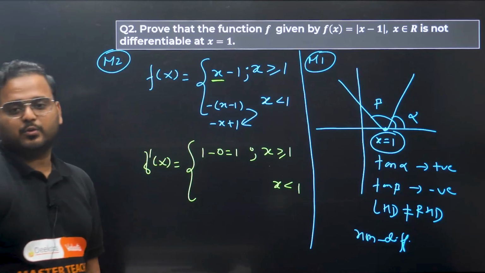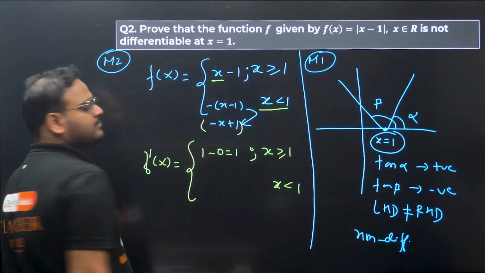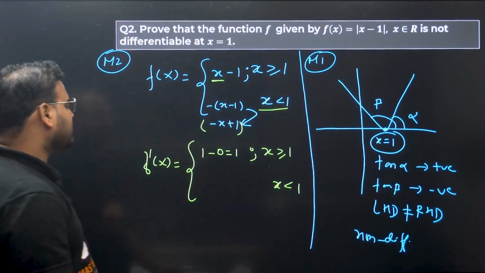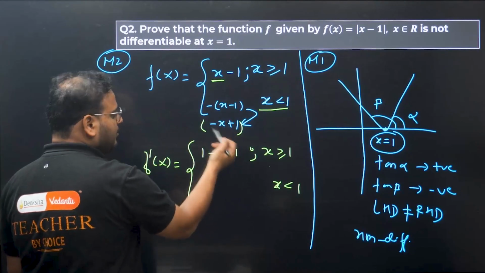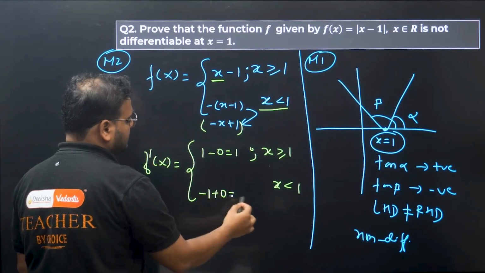1 minus 0 is 1 only. Okay. Similarly, differentiate this for x less than 1. For x less than 1, differentiate minus x plus 1. The derivative of minus x is what? Minus 1. Again plus 0. What is the answer? Minus 1.